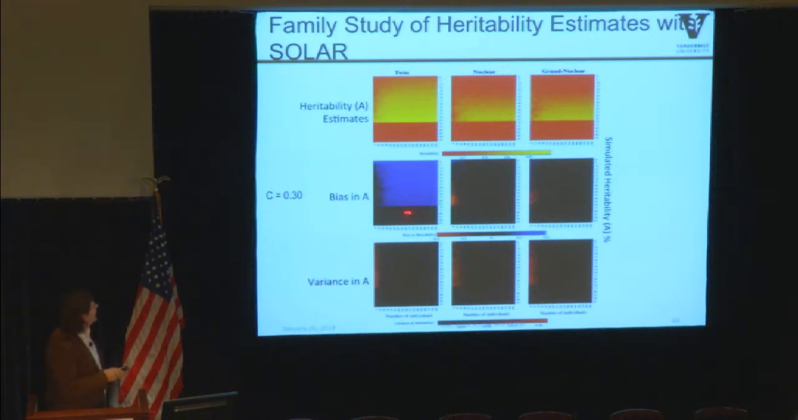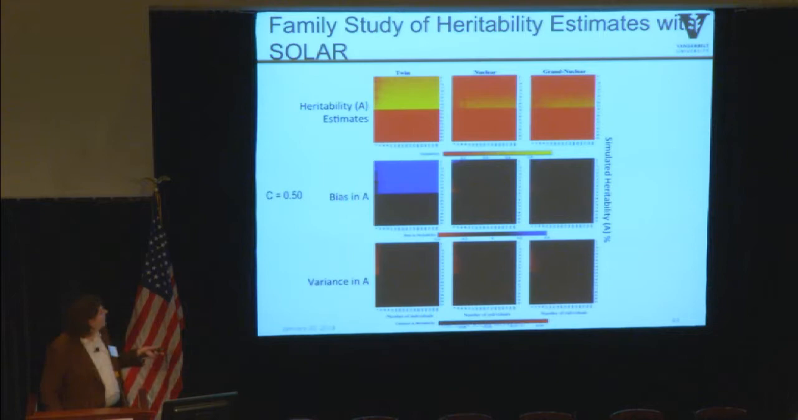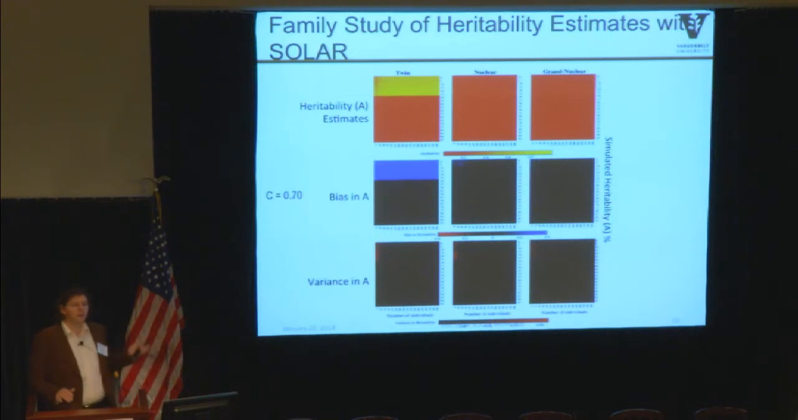Now, in twins, we have this problem, but hey, look, it's working really well. So if C is greater than 0, for nuclear and grand nuclear families, we're not having this problem. It's working great. There isn't this glitch in terms of SOLAR having biased estimates. So we're really happy with those. If we raise it higher, no problems, very low bias, very low variance, and again, with very high common effect, no problems. So it's really working well. We have one more bug to fix.